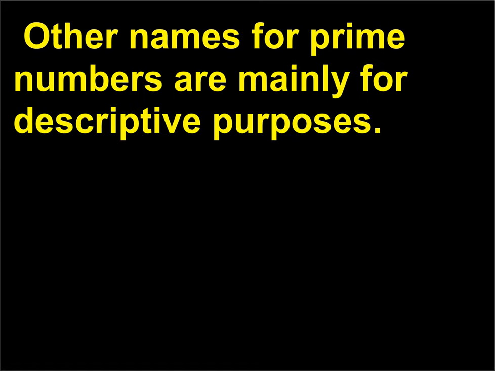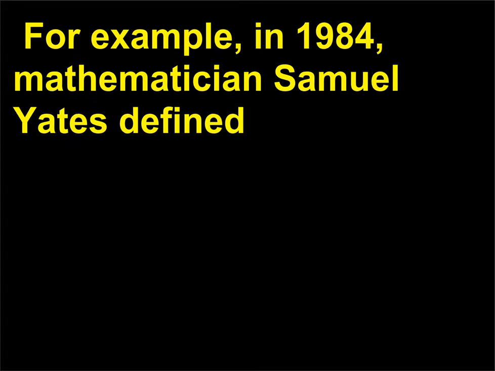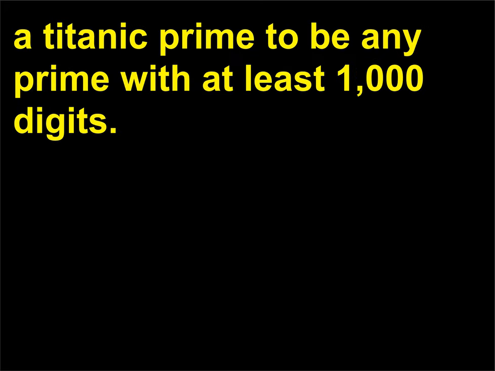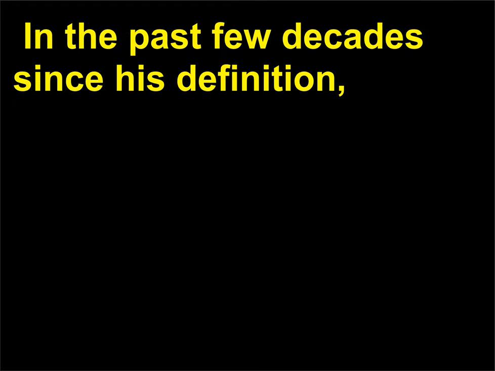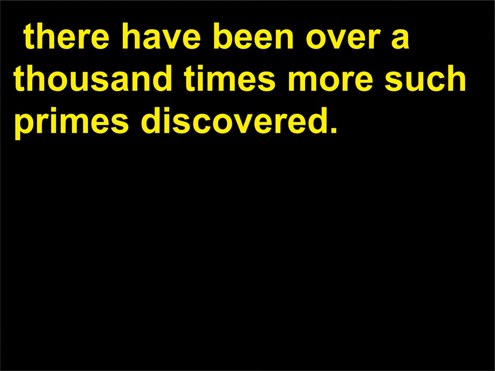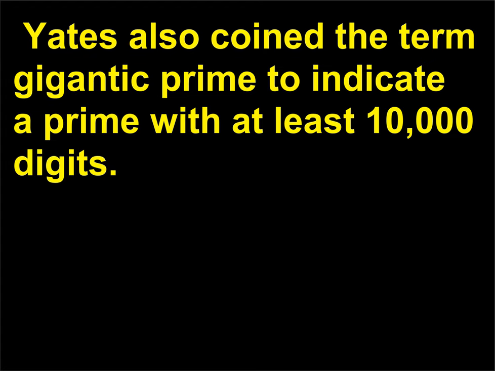Other names for prime numbers are mainly for descriptive purposes. For example, in 1984, mathematician Samuel Yates defined a Titanic prime to be any prime with at least 1,000 digits. In the past few decades since his definition, there have been over 1,000 times more such primes discovered. Yates also coined the term gigantic prime to indicate a prime with at least 10,000 digits.